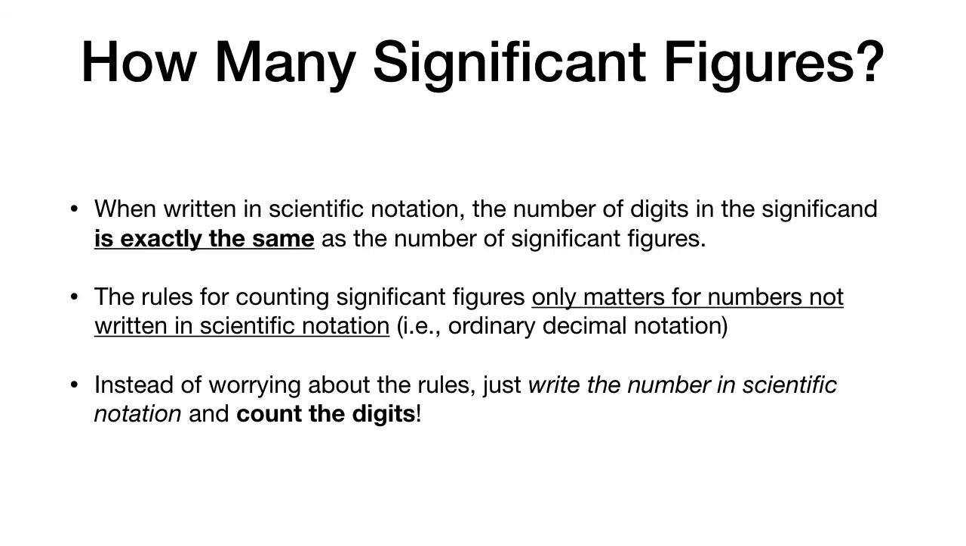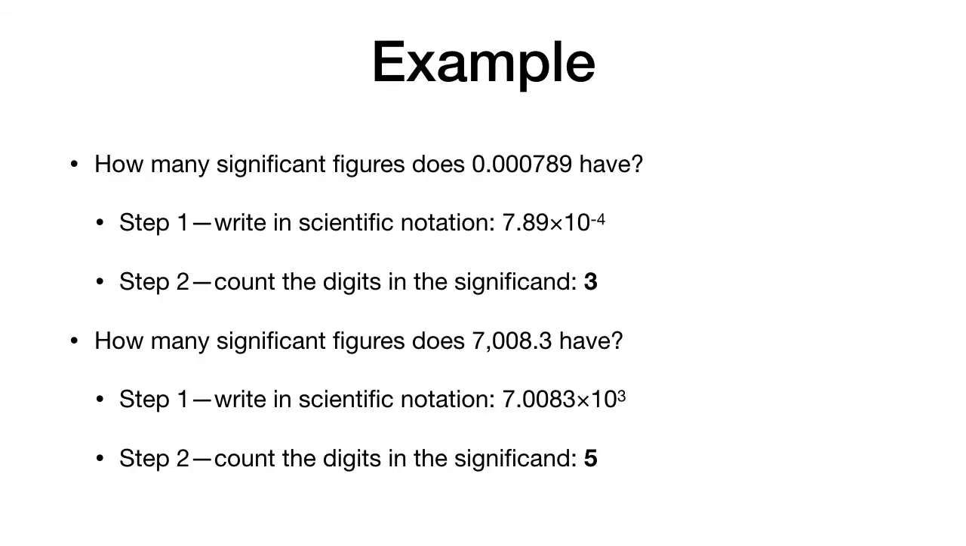So, example, how many significant figures does 0.000789 have? So first, we're going to write the number in scientific notation. It's going to be 7.89 times 10 to the negative fourth. Now, we're going to count the digits in the significand. There's three of them. So it has three significant figures.